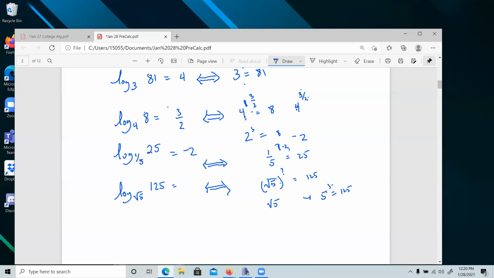So the square root of 5 raised to the 6th, right? Because what we're doing here is we're saying the square root of 5 squared, cubed. When we have an exponent to an exponent, we multiply them together. That's how I got that 6. So I went square root of 5 squared to get the 5, raised to the 3rd, and that gave me that one. So that's going to be 6. So my equivalent exponential form is square root of 5 raised to the 6th is equal to 125.